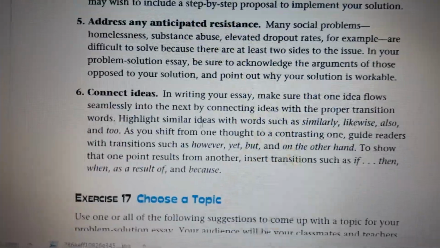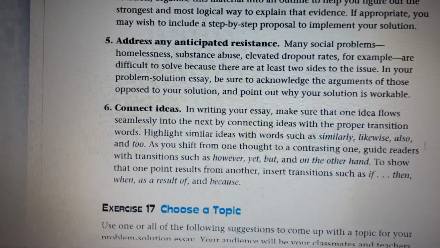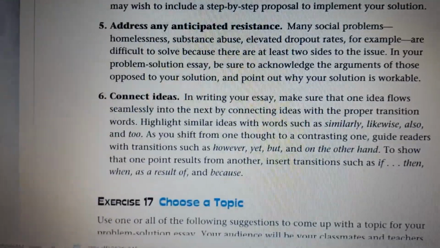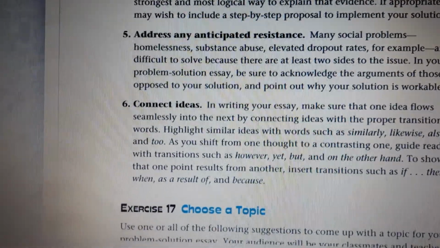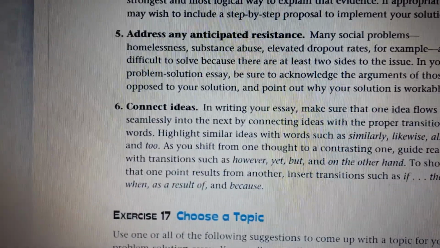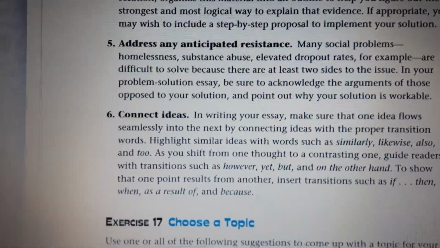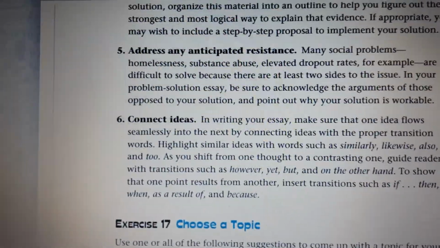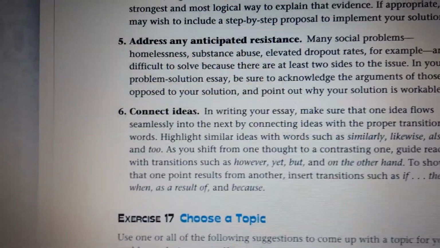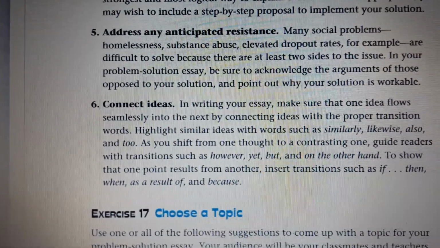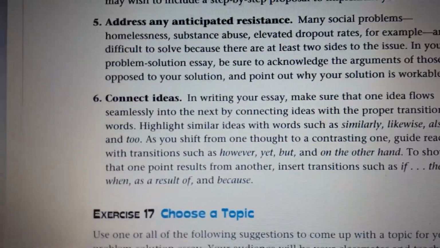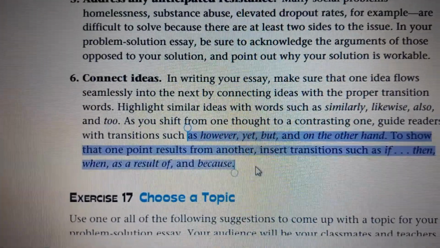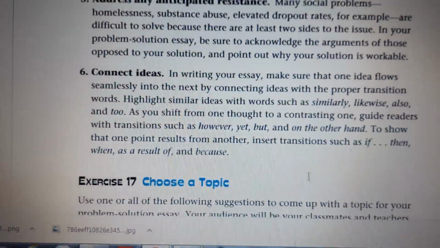And connect ideas, make it coherent and organized, and use transition words, because they're so important, like likewise, also, too. And guide readers with transitions such as however, yet, but, and also. I gave it to you, just take a look again.